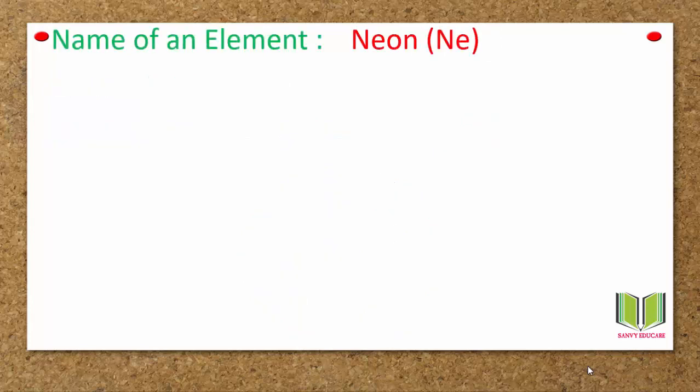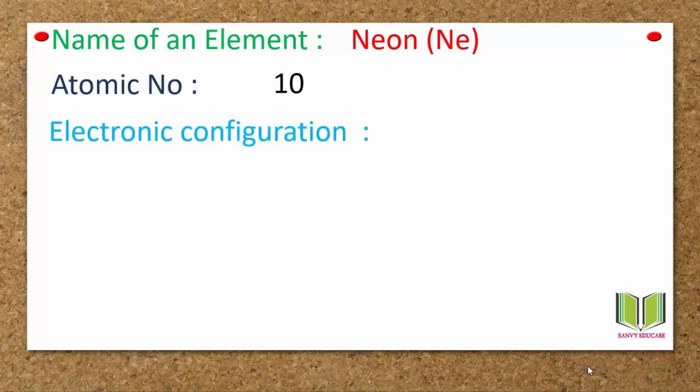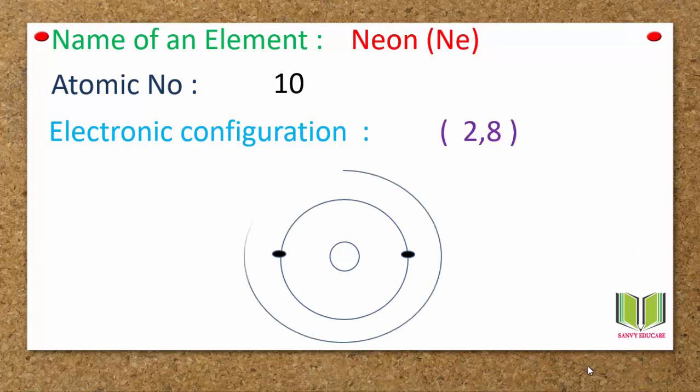Next element is neon, Ne, atomic number 10. Configuration is 2 and 8. Structure is, first orbit 2 electrons. Second orbit there are 8 electrons. Let's count once again: 1, 2, 3, 4, 5, 6, 7, 8. 8 electrons in the outermost shell. It's an inert gas.